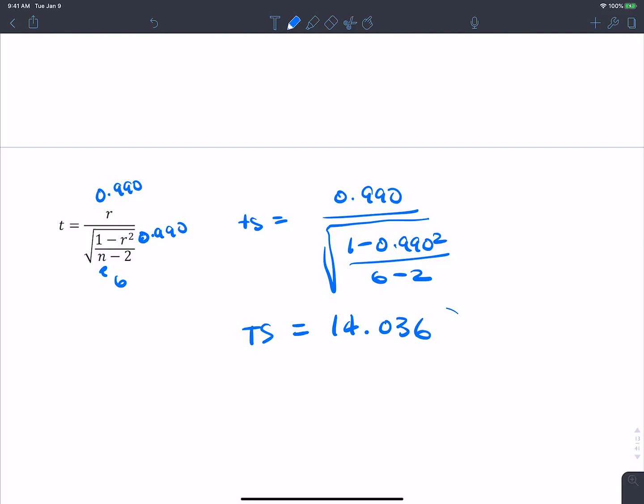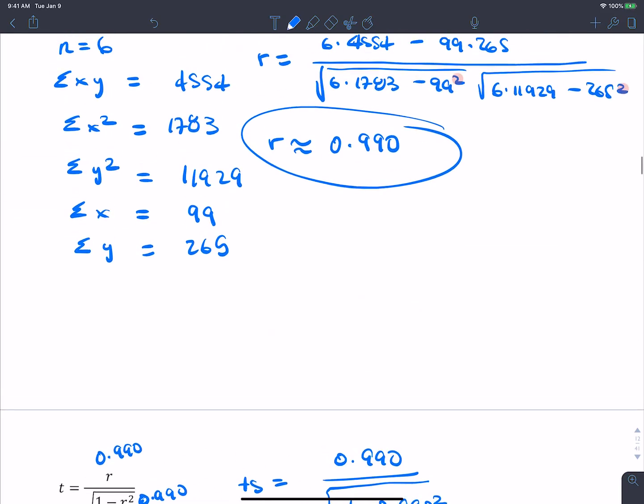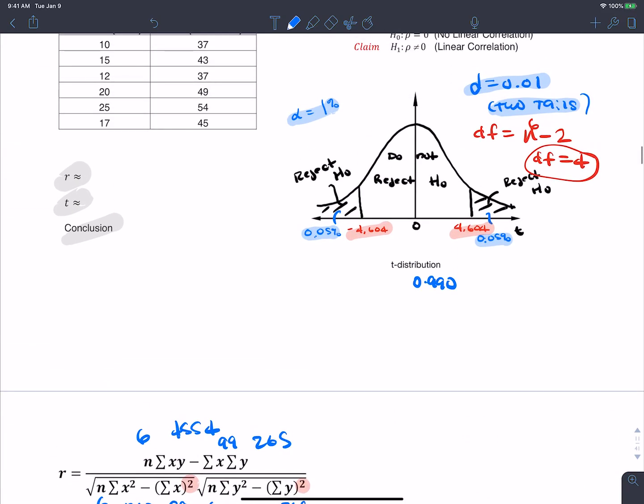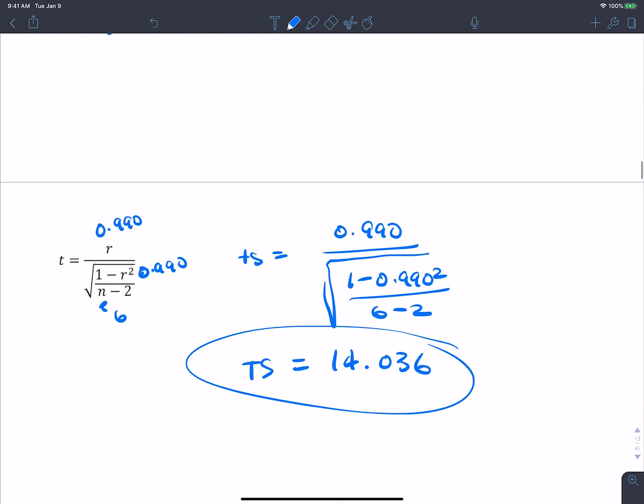14.036. There. Now this is a lot better. Now here's why this is a lot better, right? Where does this 14 live in your decision rule? Now this 14 is really what? Beyond our critical value here of 4.604. In fact, it's way over here. This is our test statistic. 14.036. Yeah.